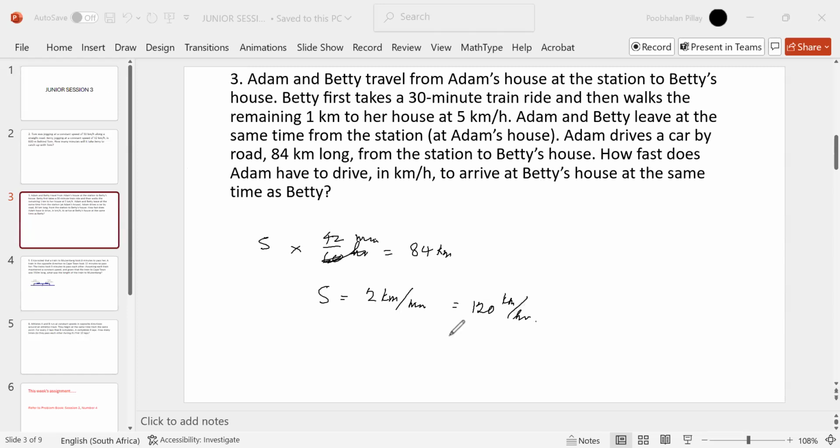If you just watch the units, kilometers to translate to meters, minutes to hours, you have to get everything on the same page. 2 kilometers in 1 minute means in 60 minutes, which is 1 hour, it will be 120. See, you have to work out all these things logically. All right, let's get on to the next problem.